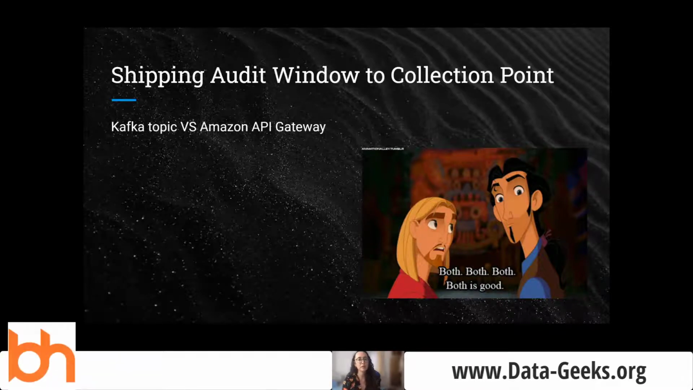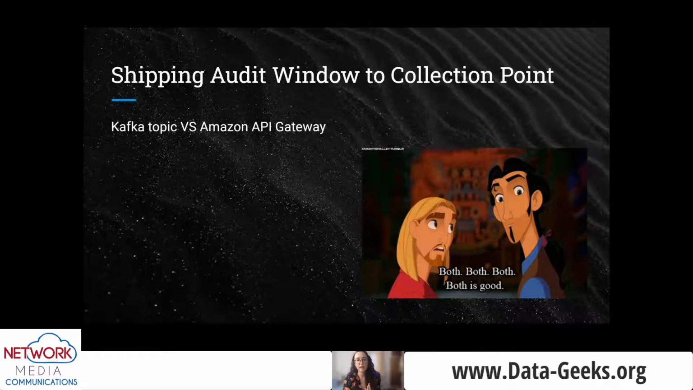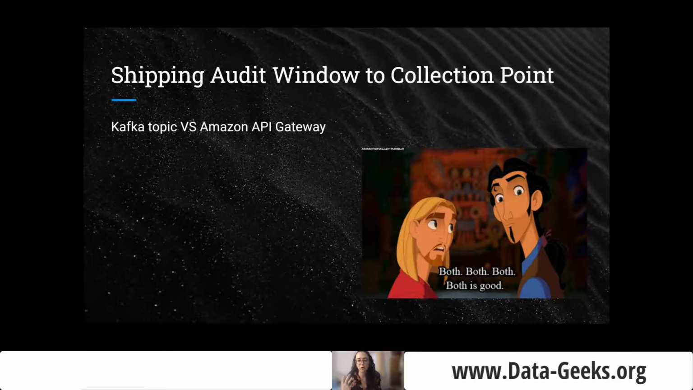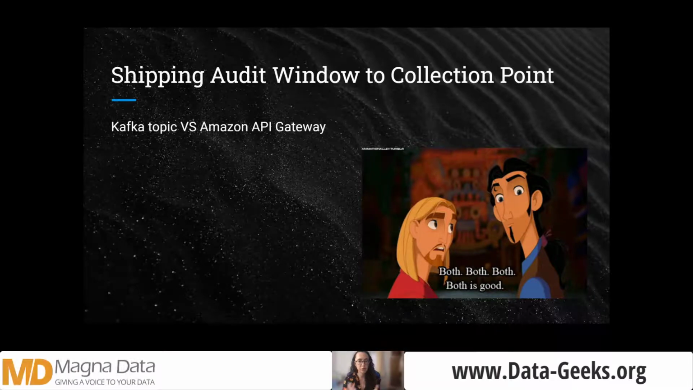So we've just created a simple solution using Amazon API Gateway, right? It's an Amazon service that really helps you create REST services really simply. So we used Amazon API Gateway. We wrote a really simple Lambda in Scala that gets that message, the audit window object that we've just discussed, parses it, and ships it onto our data store. But since we implemented the Kafka topic solution first, we just decided to keep both.